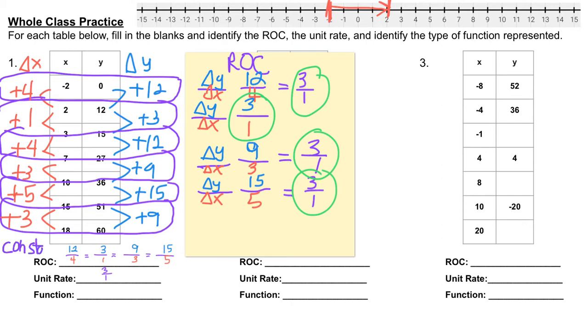We have a constant unit rate, or a constant rate of change, because it can be reduced to the same unit rate, and so that means our function is linear.